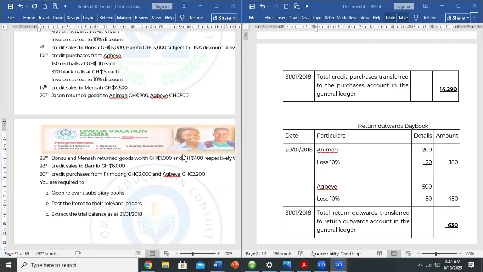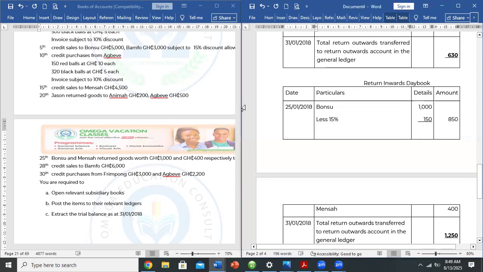So let's go to the return inwards day book and see what's going to happen there. In the return inwards day book, you put the date, that's the 25th. The first customer was Bonsu. How much did Bonsu return? 1,000 Ghana cedis. However, we are lessening a discount here.